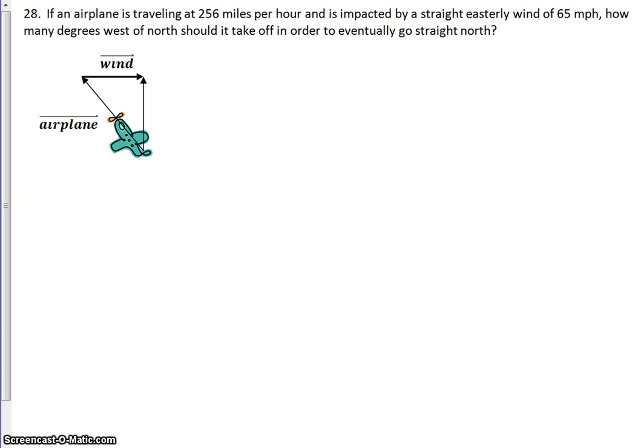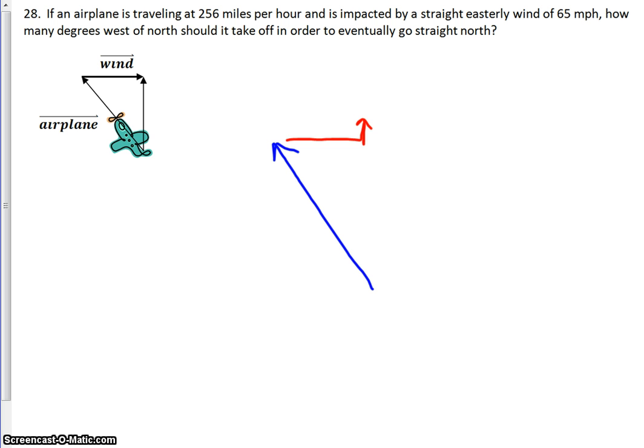If an airplane is traveling at 256 miles per hour and it's impacted by a straight easterly wind of 65 miles per hour, how many degrees west of north should it take off in order to eventually go straight? So you actually see this phenomenon when you go to an airport. If a plane wants to take off and go straight, instead what happens is the wind is going to take it, and if it wants to go straight eventually, you don't actually go straight. You actually start off by going off to the side, so that the wind actually pushes you back, so eventually you're kind of going in that direction.